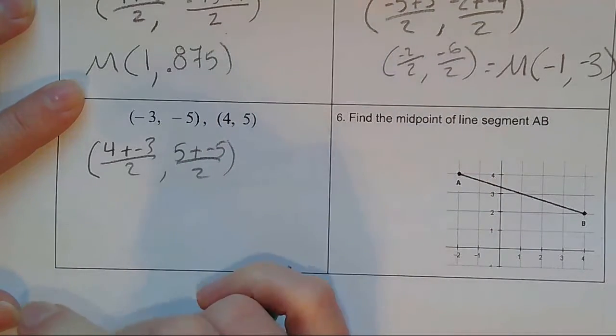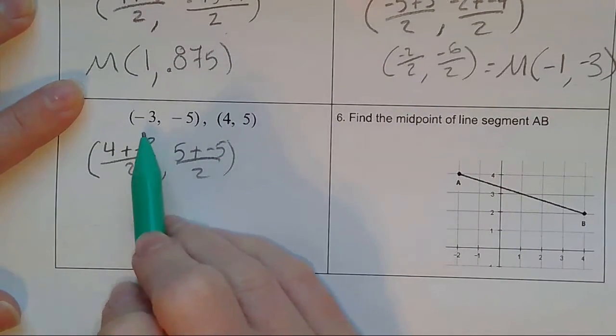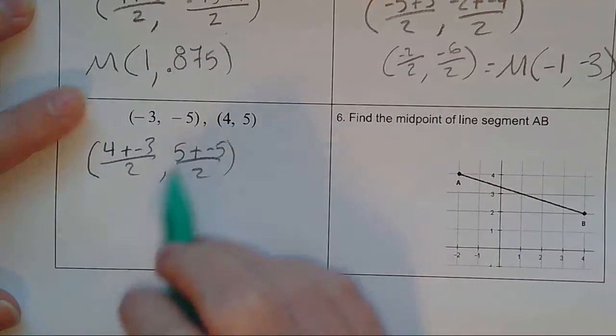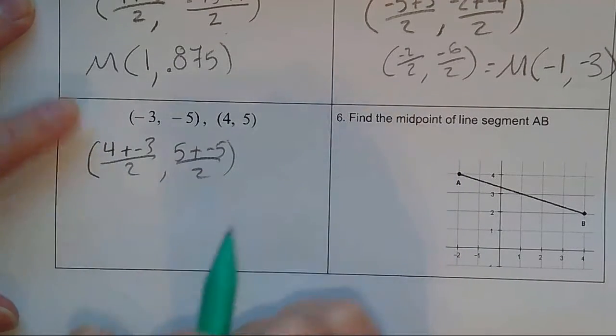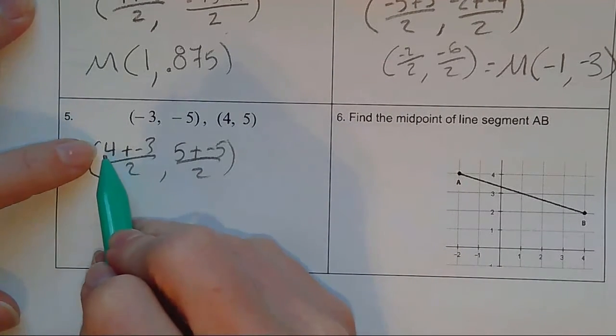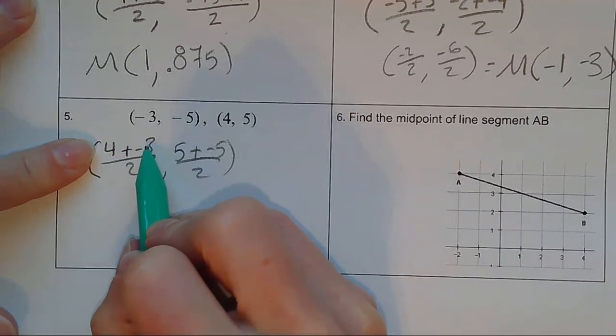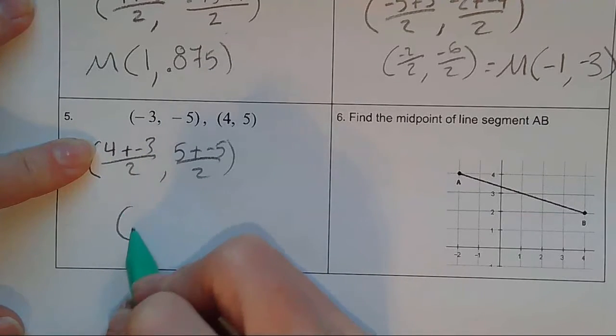Addition is the same both ways. It's commutative, so it doesn't matter. -3 plus 4, 4 plus -3. As long as you're adding those things together and dividing by 2, you're all good. 4 plus -3 is a 1. 1 divided by 2 is 1/2.